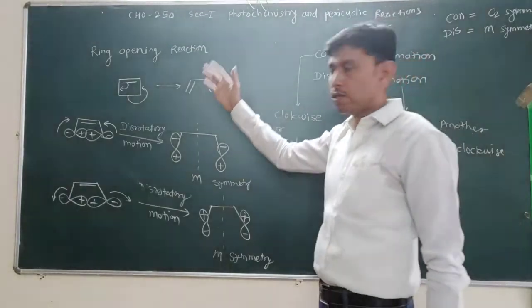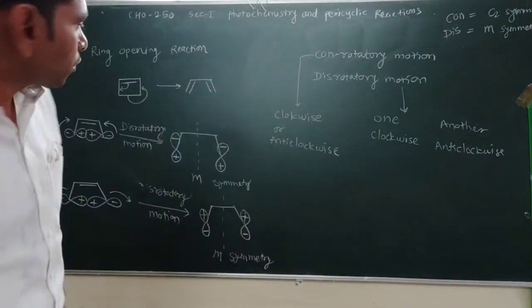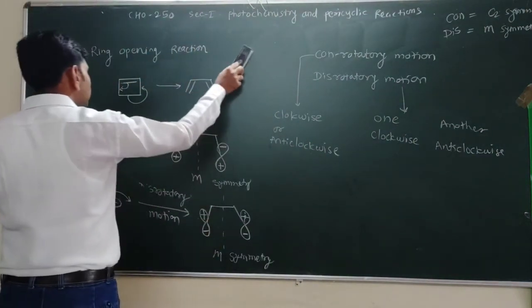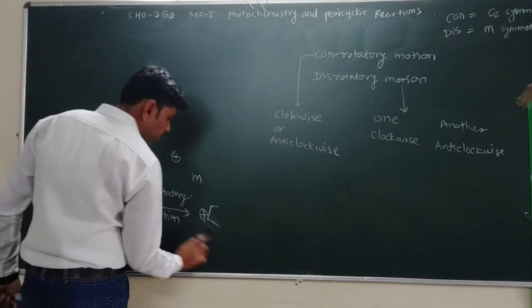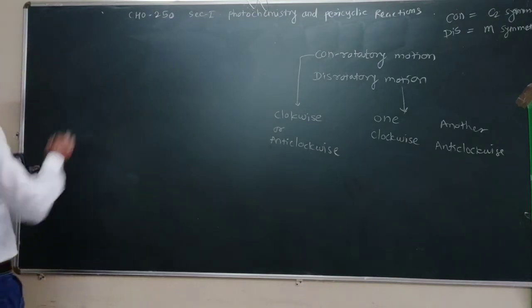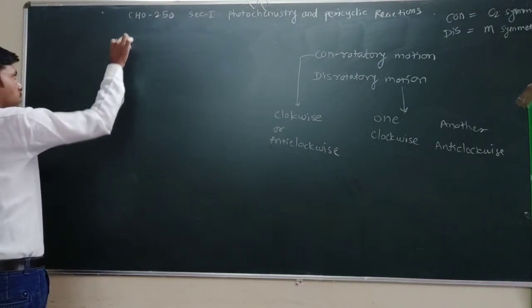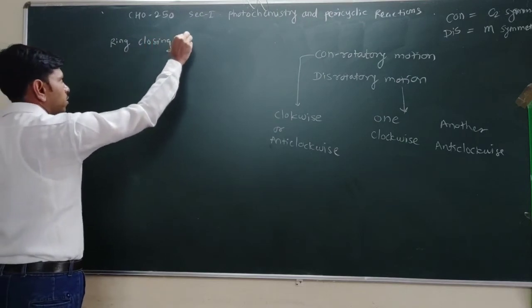Let's see first the overview of the ring closing reactions. Okay, how ring closing reactions occur. Ring opening reactions, now ring closing reactions. We have to apply both conrotatory and dis-rotatory motion in ring closing reaction. So see here, ring closing reaction, just the reverse of this.